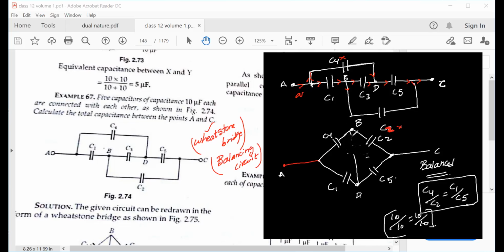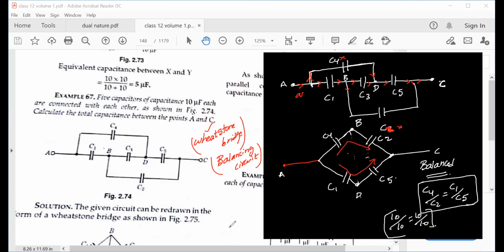So C3 will be 0 here. Remember it, when no charges are passing through, C3 will be 0. So at that moment we can say that C4 and C2 are in series connection and C1 and C5 are in series connection.